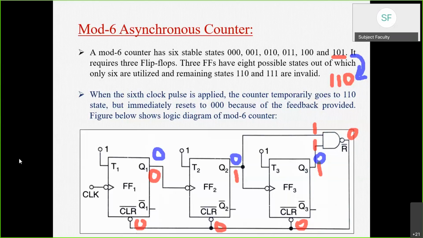Same thing has been explained here also. When the 6th clock pulse is applied, the counter temporarily goes into the 1, 1, 0 state. Temporary means it will be there for a very small period of time, just a fraction of a second. And once it happens, immediately all flip-flops will reset to 0, 0, 0 because of the feedback provided. So this connection of the NAND gate with clear is nothing but feedback.